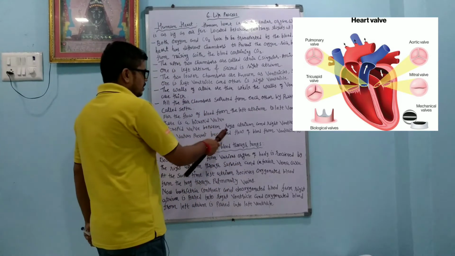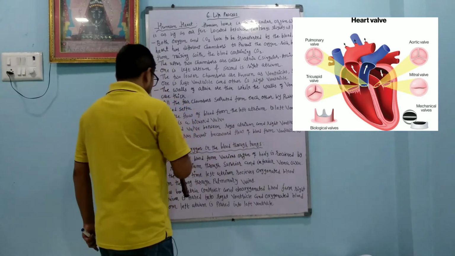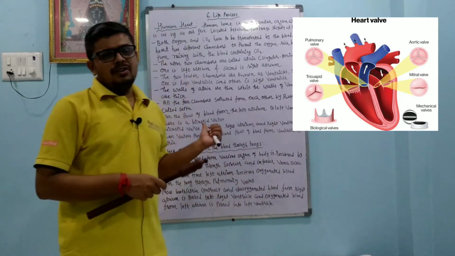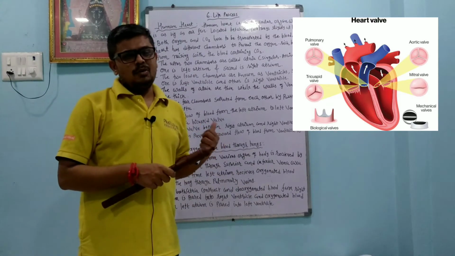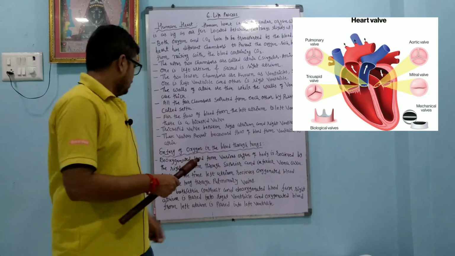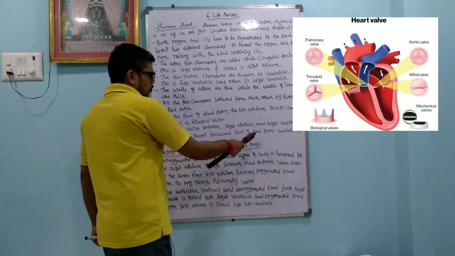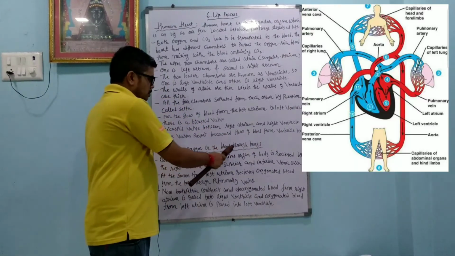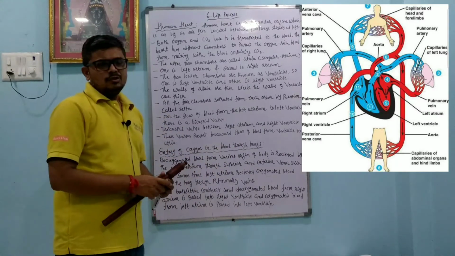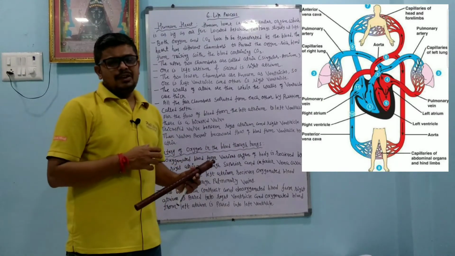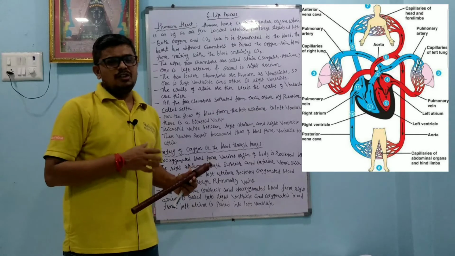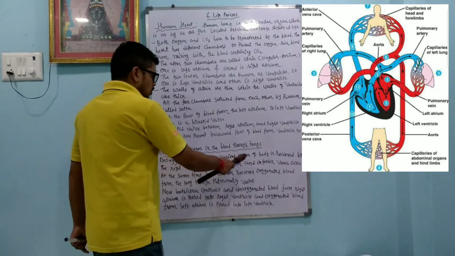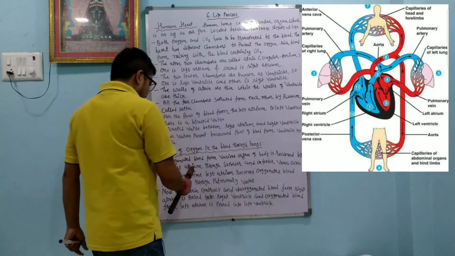The tricuspid valve is between the right atrium and right ventricle, so it also avoids the backward flow of the blood. This valve prevents the backward flow of the blood from the ventricles to the atria. Oxygen enters the blood through the lungs. From the lungs oxygenated blood enters, and from the different parts of the body deoxygenated blood enters the heart.